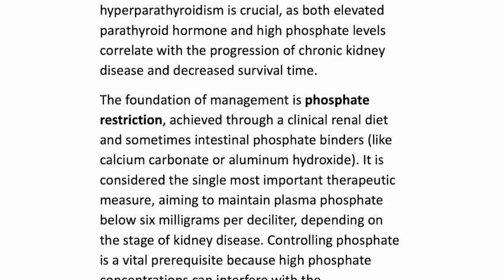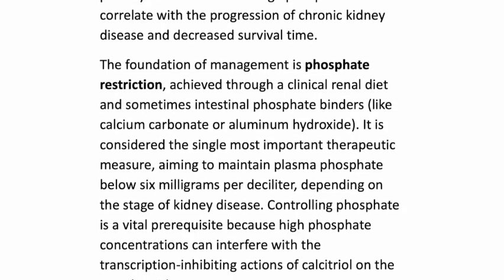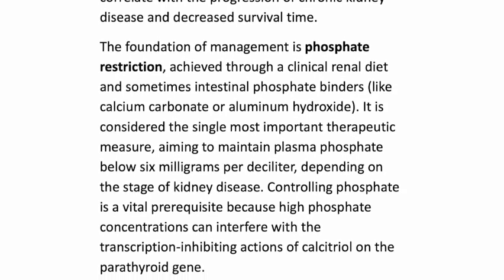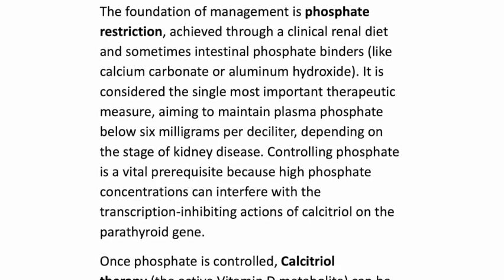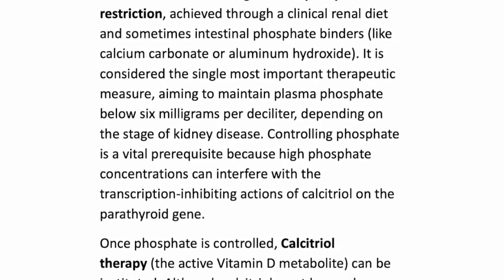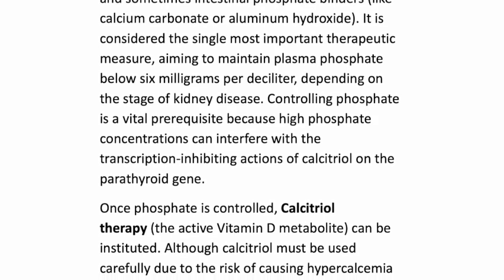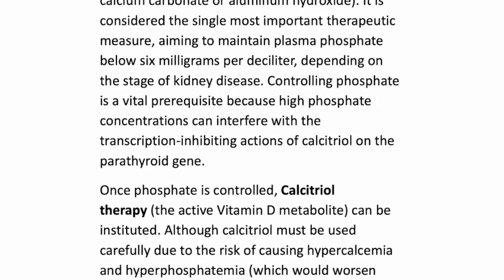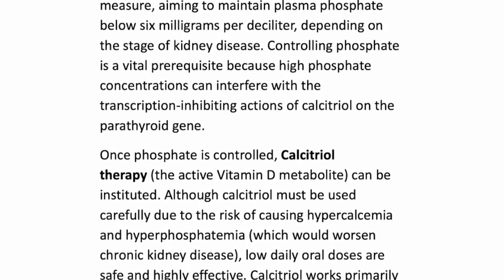Controlling phosphate is a vital prerequisite because high phosphate concentrations can interfere with the transcription-inhibiting actions of calcitriol on the parathyroid gene. Once phosphate is controlled, calcitriol therapy, the active vitamin D metabolite, can be instituted. Although calcitriol must be used carefully due to the risk of causing hypercalcemia and hyperphosphatemia, which would worsen chronic kidney disease, low daily oral doses are safe and highly effective.